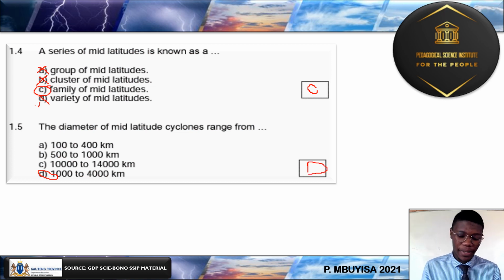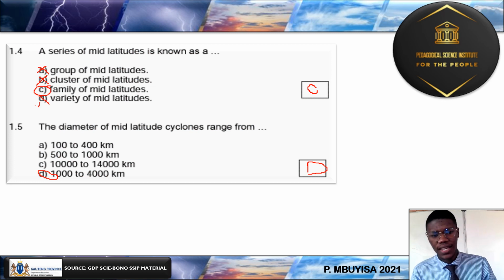The diameter of a mid-latitude cyclone ranges from 1,000 to 4,000 kilometers. And they are that huge, that big. That's just one point that you have to remember too for examination purposes. So that's how you approach multiple choice questions.